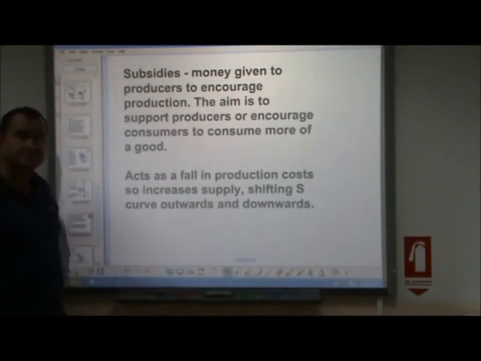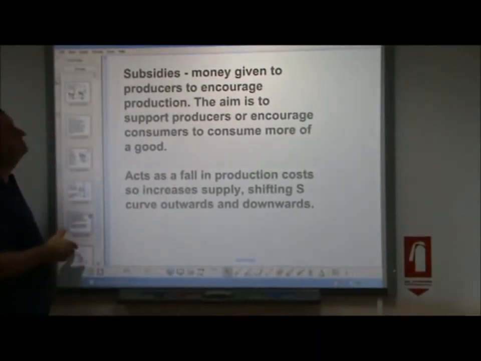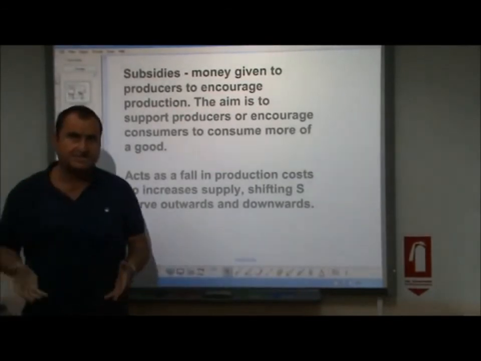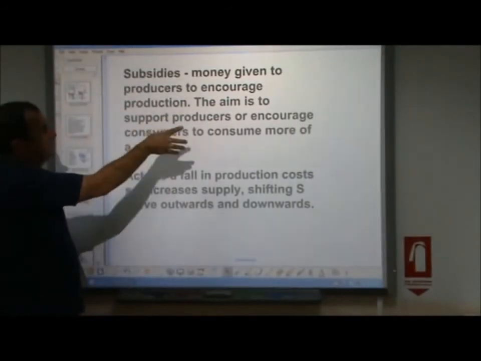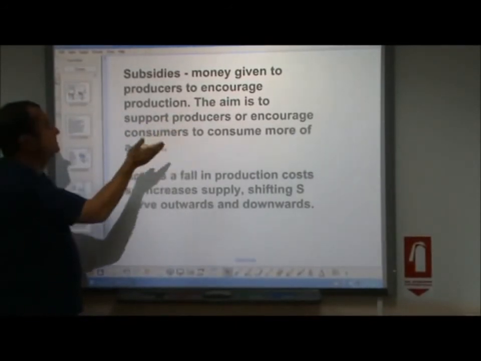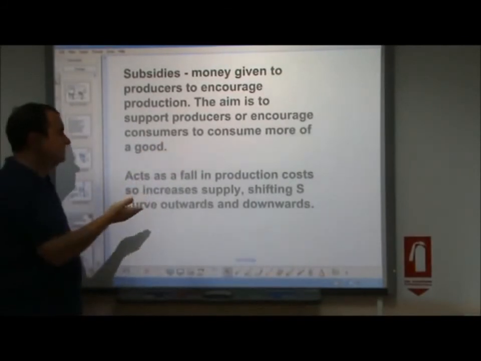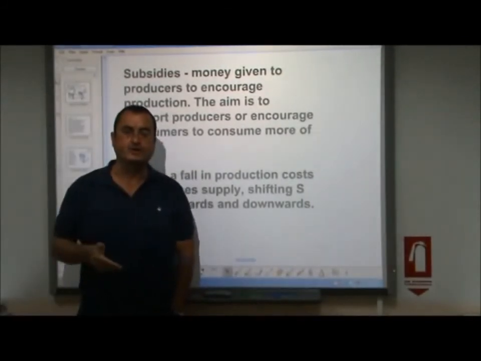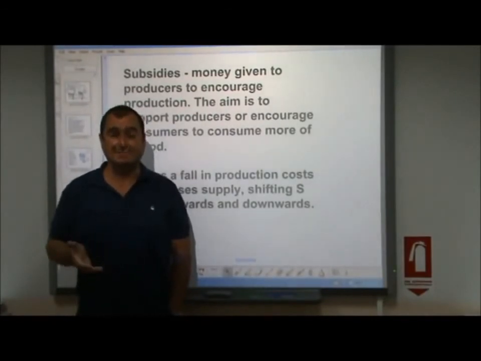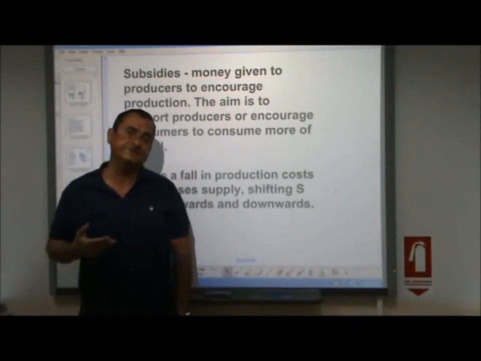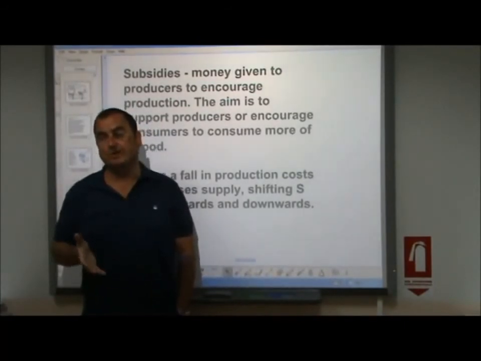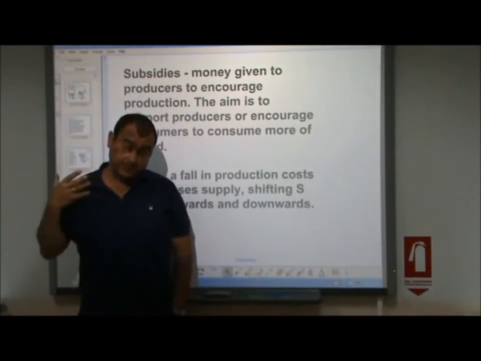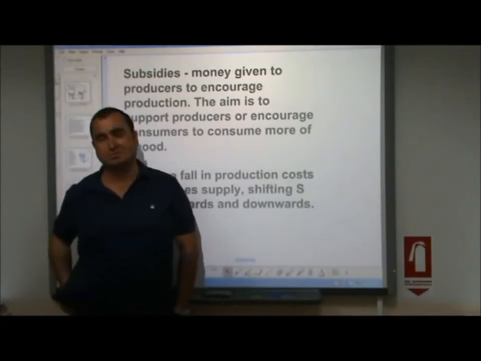Now, let's switch to subsidies. Subsidies, money given to producers, it's the reverse, like a negative tax in a way. Money is given by the government to producers, either to encourage production with the aim of supporting producers, or to encourage consumers to consume more of a good. If you're European and you're aiming for a British university, you might be grumbling about having to pay £9,000 in fees every year, but in fact, it's subsidised. And if you were non-European, you'd know that you've got to pay much more than that. So that's with the purpose of encouraging more people to go to university.